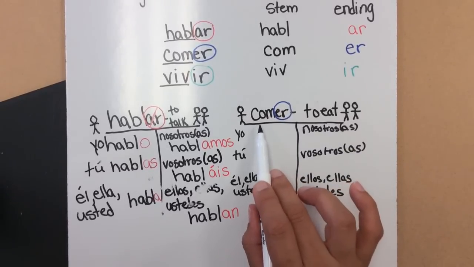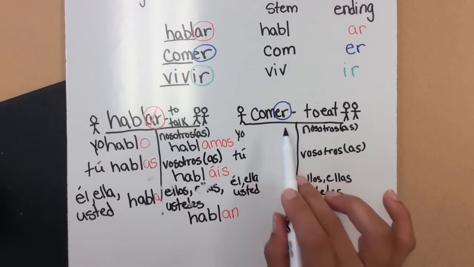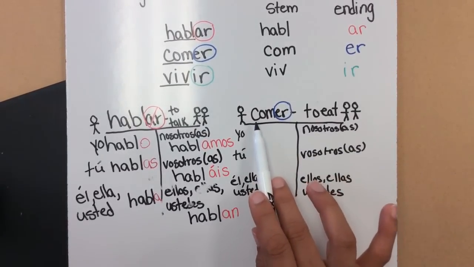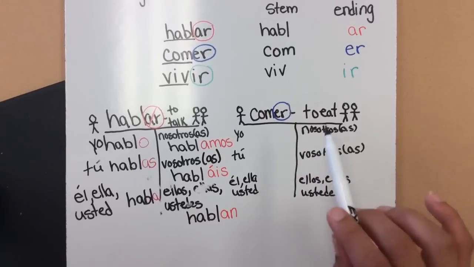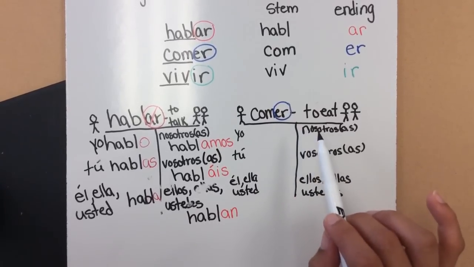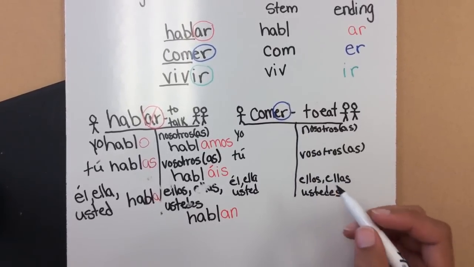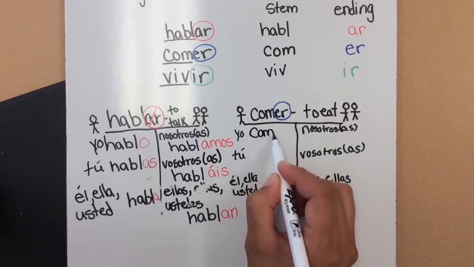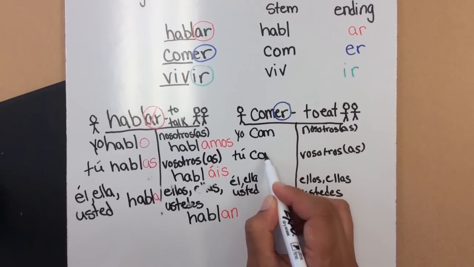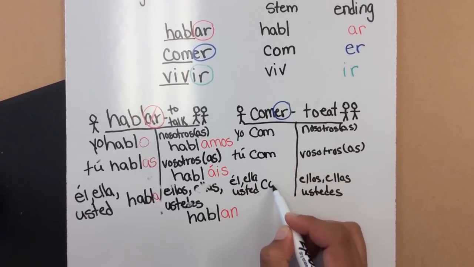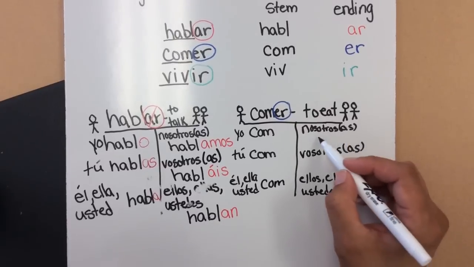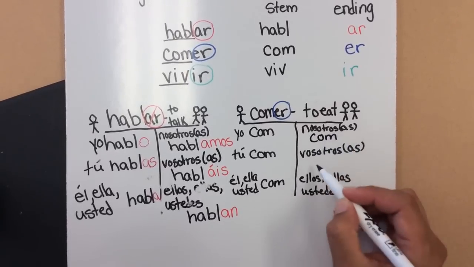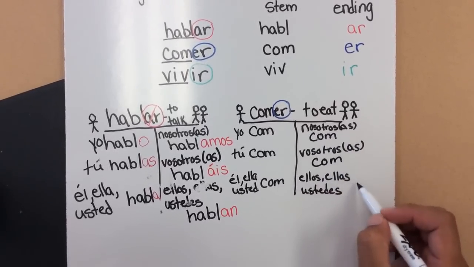Again, I go through and I look at the verb comer. The first part, C-O-M, is my stem. E-R is my ending. So I am going to go ahead and write my stem all the way through. C-O-M, all the way through the T-chart.